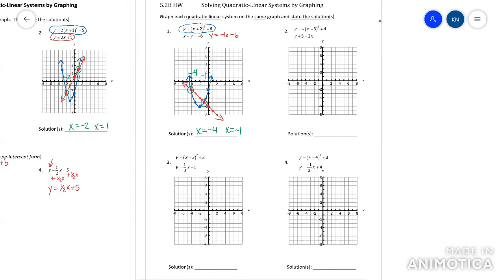This next one, I'm going to go ahead and change this equation to mx plus b form. So I'm going to get y equals 2x minus 5. All right, now I'm ready to graph. So I'm going to graph my quadratic first. Vertex at 3, 4. A value of -1. All right, now graph the linear function. Start at your y-intercept of -5. You are rising 2, running 1.